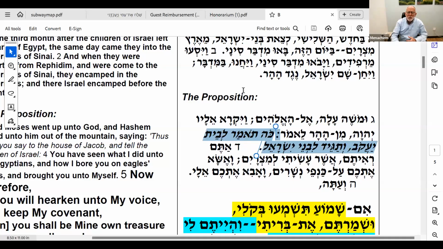So here's what Moshe has to tell the people. And pay attention to the first thing. I need a quotation mark right here. Let me annotate, and I put my little quotation in. Right here is the internal quotation mark. We'll see where we close it. Atem ritem asher asiti l'Mitzrayim. You saw what I did to Egypt.